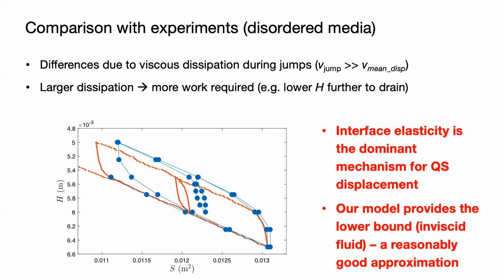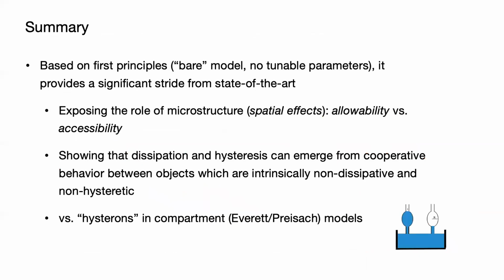So to summarize, I showed you this simple model based on first principles, what we call the bare model or bare parameters. The parameters are not tunable. They have an exact physical meaning. And this is a big improvement, I would say, from the state of the art, because it allows us to expose the role of the spatial distribution of the defects or the microstructure, the spatial effect, emphasizing this difference between allowability, so the thermodynamics of did you get low enough in terms of suction to drain all the large pores, and accessibility. Are you in contact?